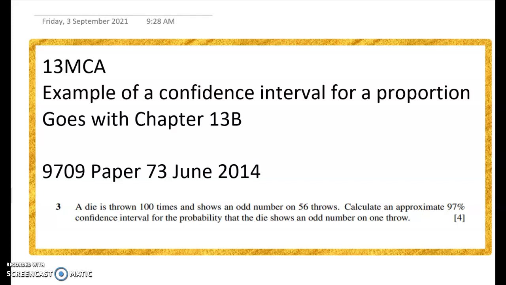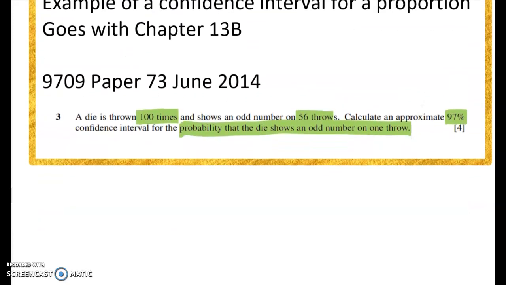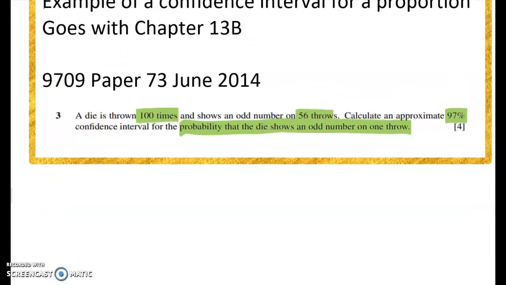We've got a die that's been thrown 100 times, so large sample, and it shows an odd number on 56 throws. We have to calculate an approximate 97% confidence interval for the probability that the die shows an odd number on one throw. So what we're working with here is we're trying to find a confidence interval for a population proportion, and we call that P. But we don't know P, we know P hat. So P hat is our sample proportion.